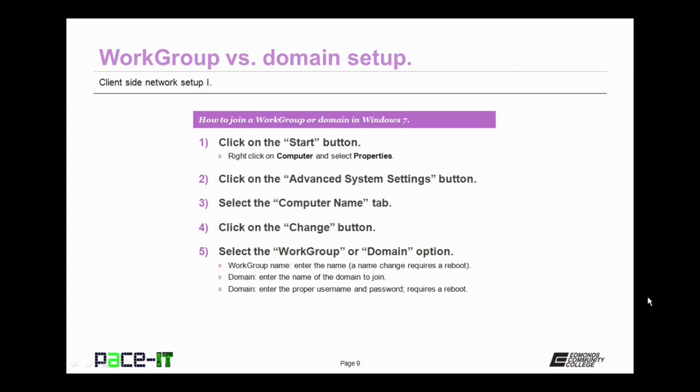Now let's discuss how you join a work group or a domain. The steps that are required are very similar with just a few changes. You begin by clicking the Start button and then right-click on Computer and select Properties. Once you're on the Properties page, select the Advanced System settings, then click on the Computer Name tab, then click Change. From here, you can join a work group or a domain. If you join a work group, all you need to do is change the work group name. A reboot is required in order for you to finalize the step.